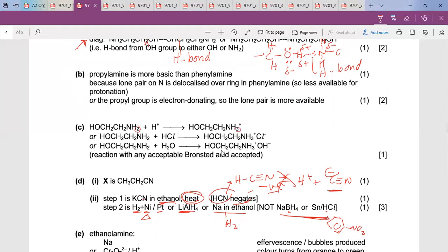Okay. Use HCl, you must put the Cl minus here. Use water, it's OH here. Okay? All is acceptable. All right, now, just one more. I'll just show you one more first.